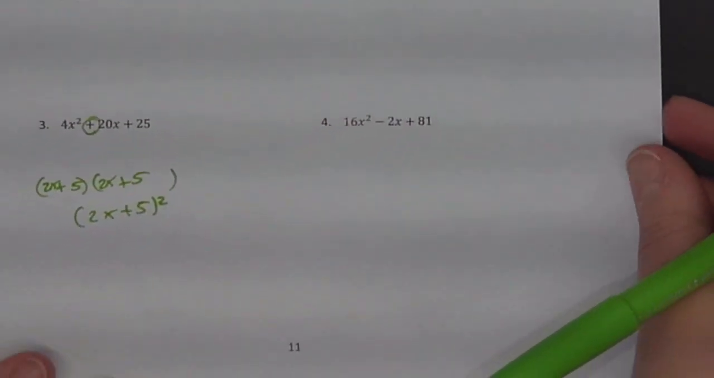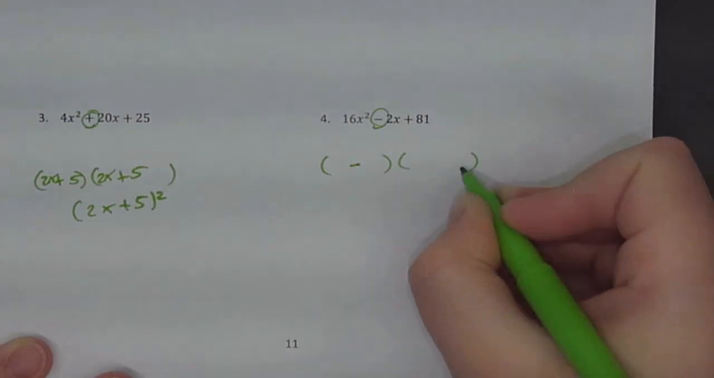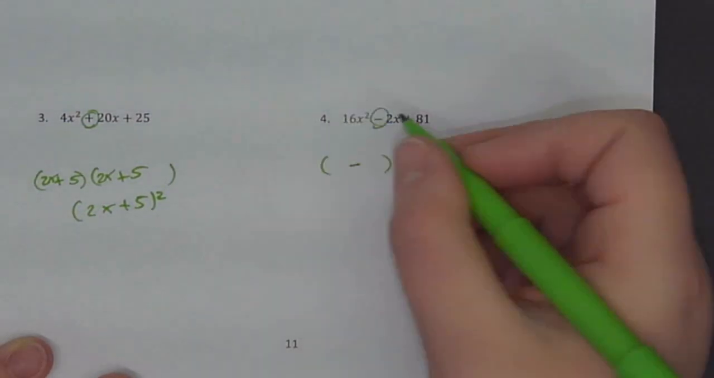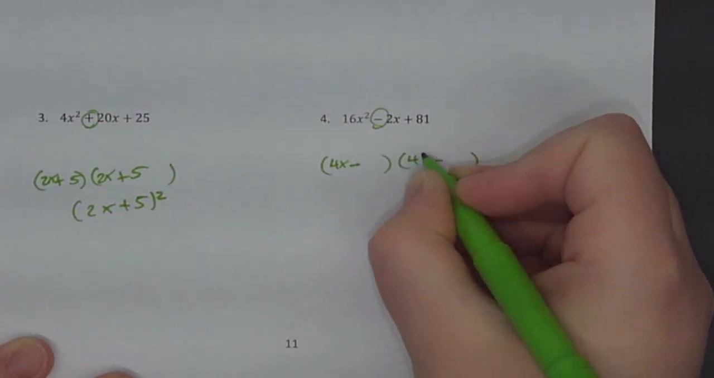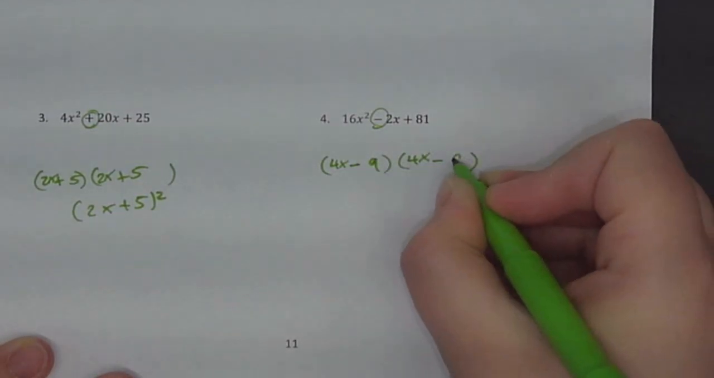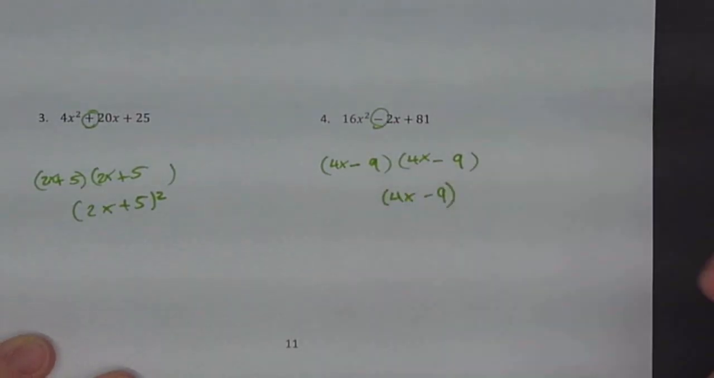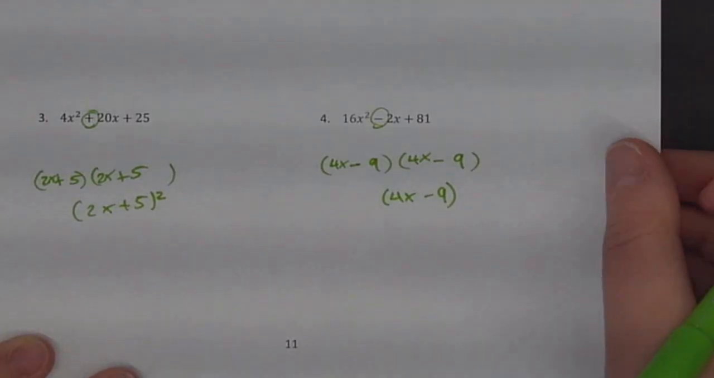And number 4, there's a minus right here. Both parentheses will get a minus. We can take the square root of both the first and the last term. Square root of 16x squared is 4x. Square root of 81 is 9. Both of these are the same. We will write it as 4x minus 9 squared. Alright, so that's the first special case.